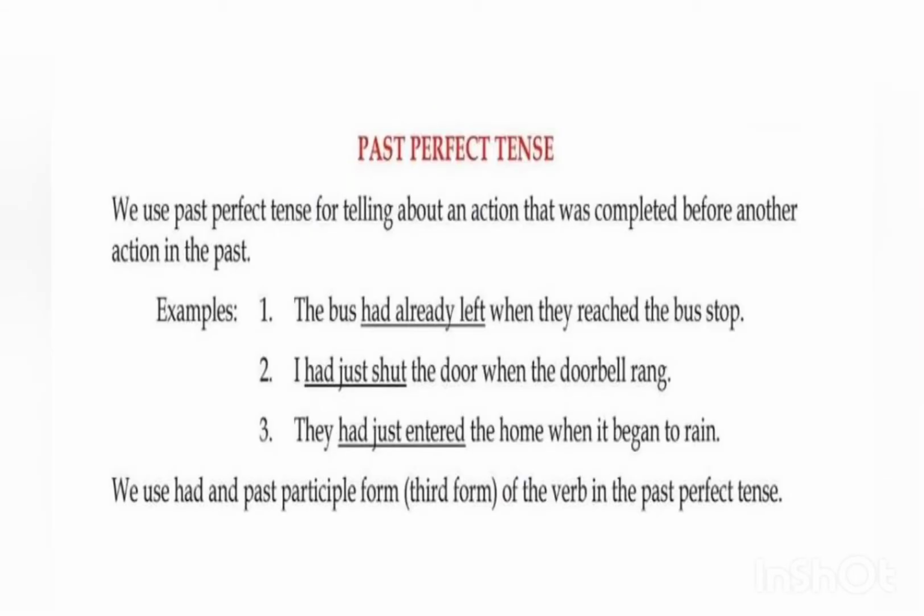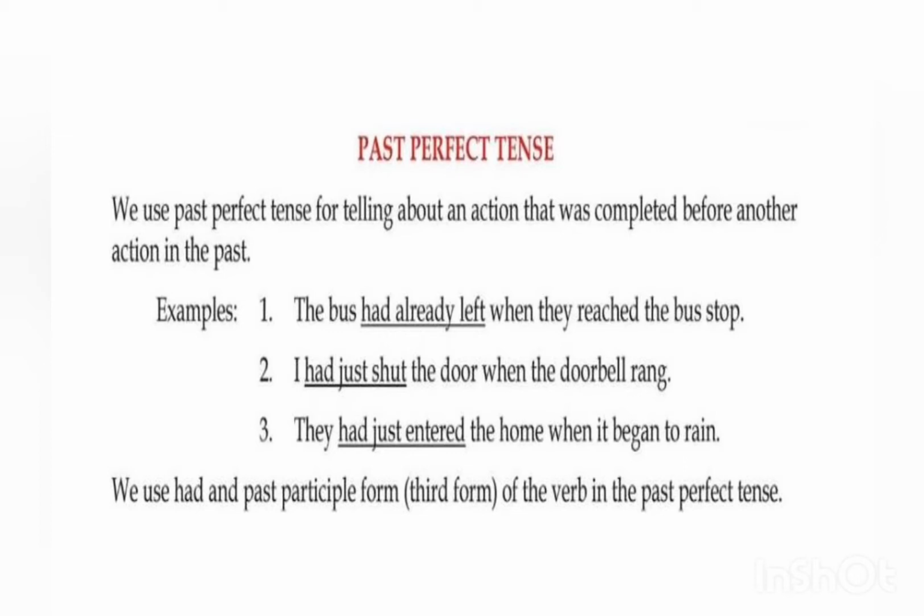Children, we use past perfect tense for telling about an action that was completed before another action in the past. Like you have these examples. The bus had already left when they reached the bus stop. So, when they reached the bus stop, the bus had already left. So, it tells you about an action that was completed before another action in the past.